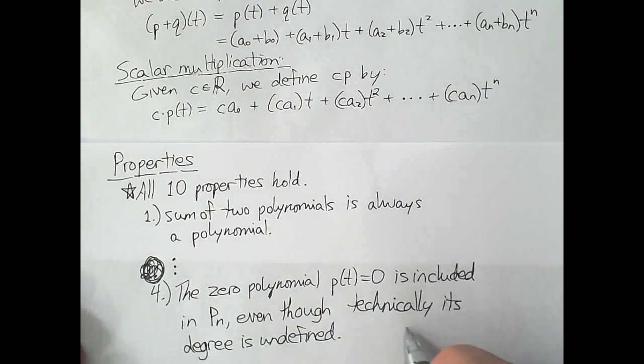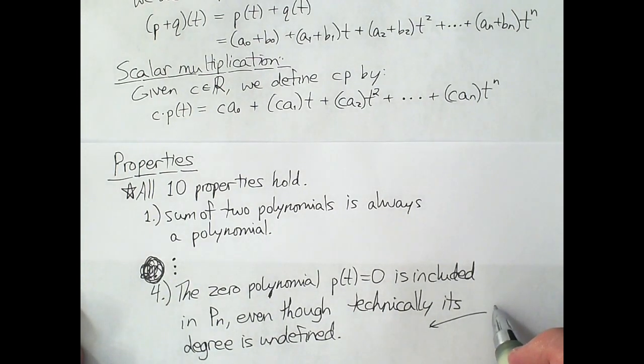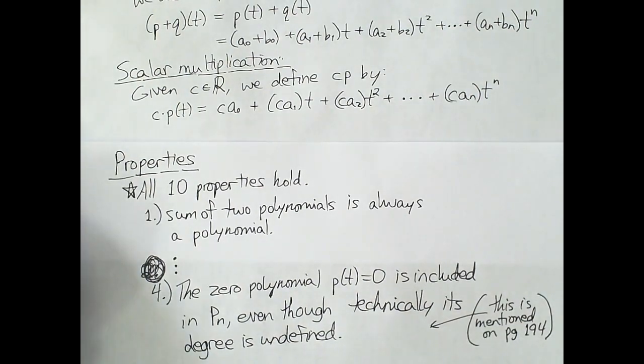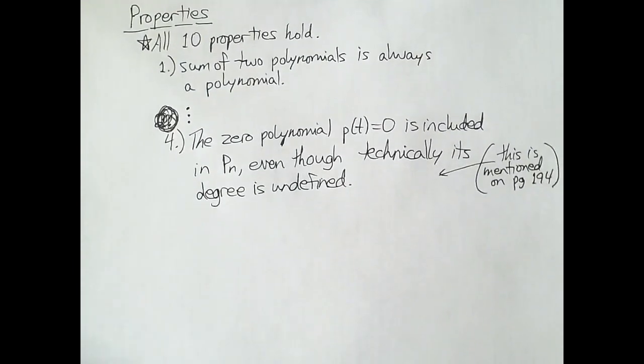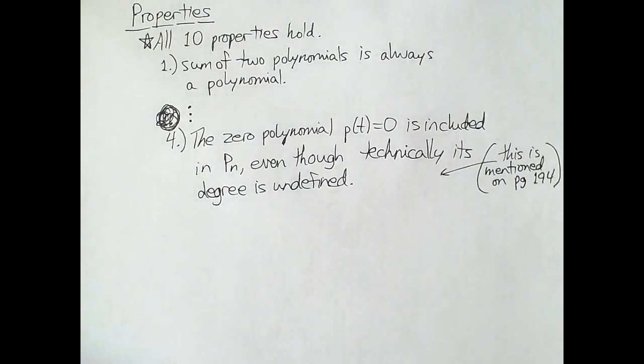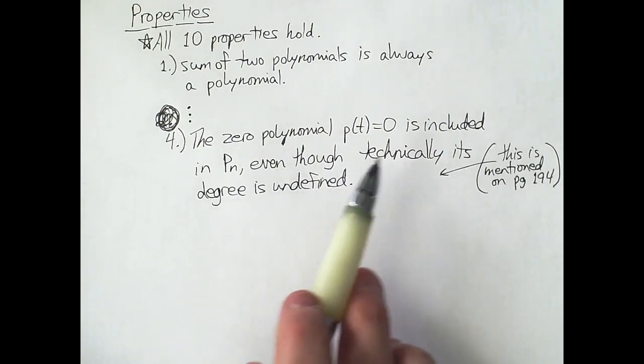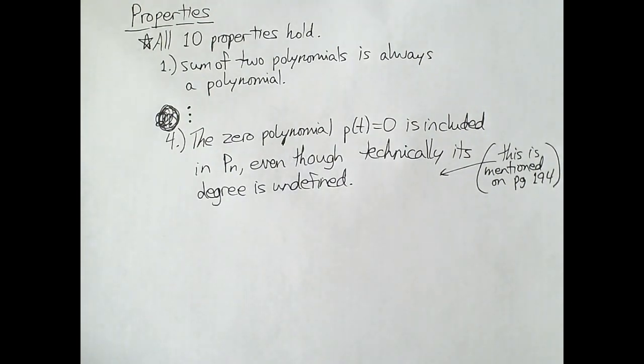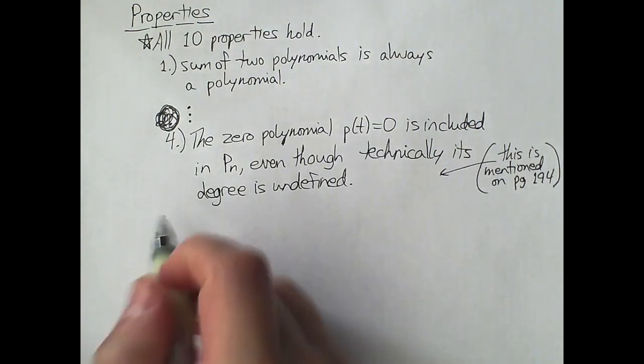If you're following along with the textbook that we're using, this is mentioned on page 194 if you'd like to see more details. It's kind of a little subtlety, but we have to include the zero polynomial in order for this to be a vector space. That's okay, though. Even though its degree is undefined, it kind of feels like it belongs in this set, because we're taking things of at most degree n, so you have everything that's degree n or less, and it kind of feels like this belongs here, doesn't it?